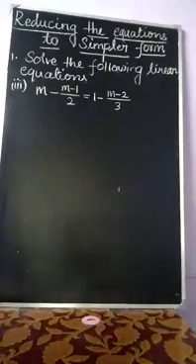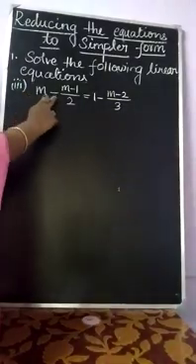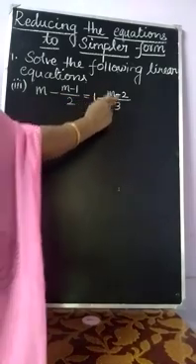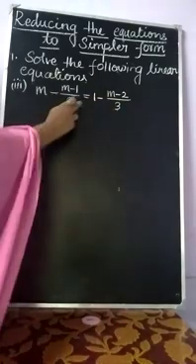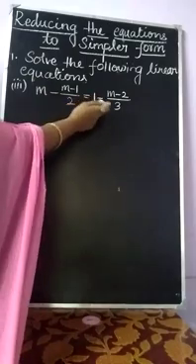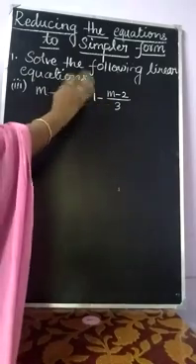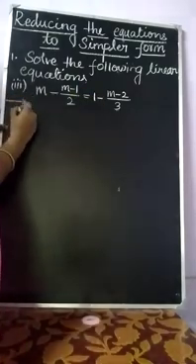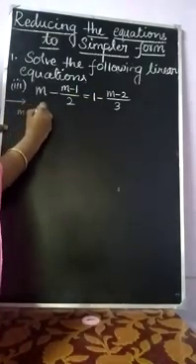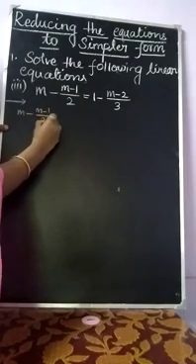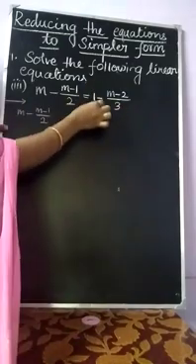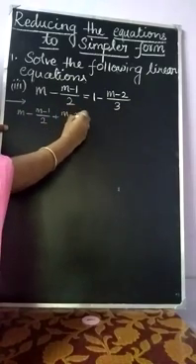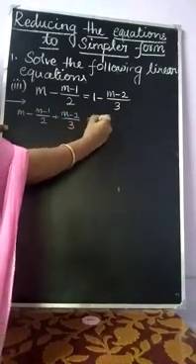Next problem. Solve the equation m minus 1 by 2 is equal to 1 minus m minus 2 by 3. So transposing the variable value to LHS and keep the constant value to RHS. So what is our LHS value? m minus 1 by 2, transposing the minus m minus 2 by 3 to LHS, so plus m minus 2 by 3 is equal to 1.